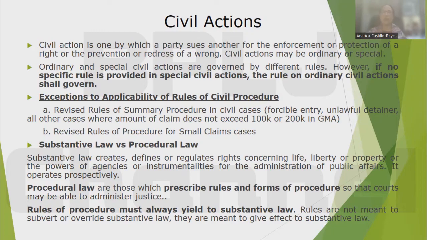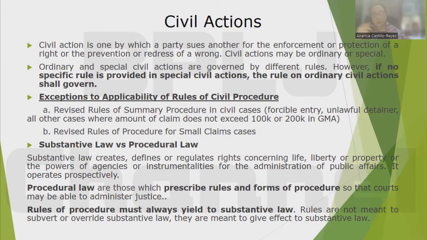However, again, there are exceptions to the applicability of the 1997 Rules of Civil Procedure. For example, those which are governed by the revised rules of summary procedure in civil cases, such as forcible entry and unlawful detainer cases, they have their own set of rules, as well as the revised rules of procedure for small claims cases. However, again, in a suppletory manner, the rules on ordinary civil actions may be applied.